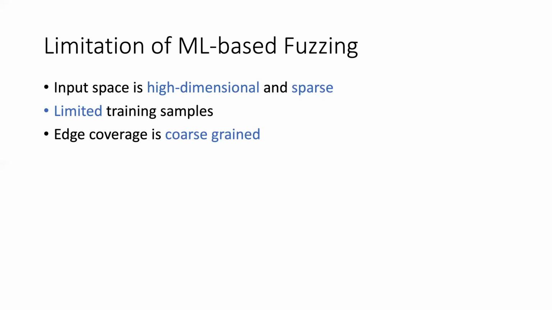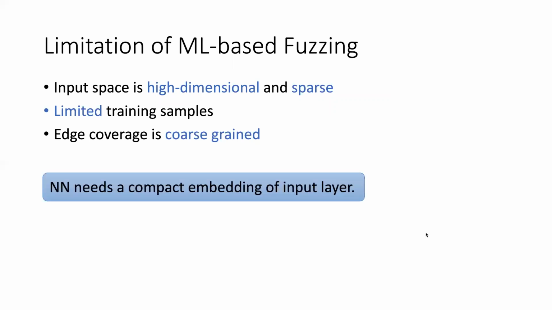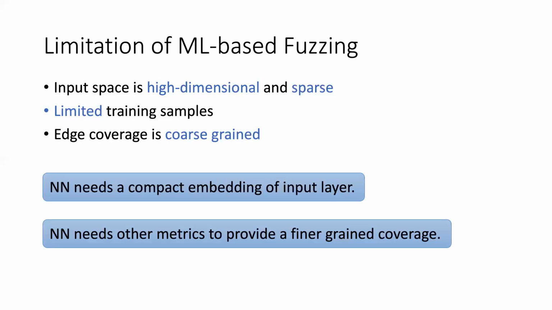It only records the edges exercised during dynamic execution, while failing to capture other information, such as the state of the calling stack and the distance of unreached edges. To solve this problem, we want the neural network to have a compact embedding layer, so it can handle high dimensional and sparse data. We may also want the neural network to include multiple metrics such that we can sample training data from different metrics, and they also provide a finer grained coverage than the single one.